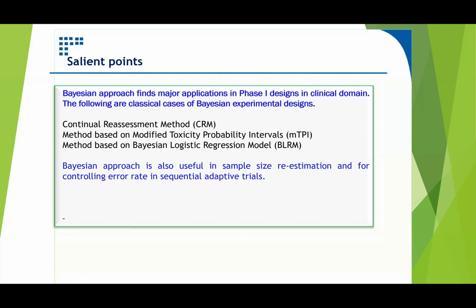Quite often we may feel the need to re-estimate the sample size during the course of an experiment, based on past observations already collected. Similarly, we may want to stop the trial or certain treatments of the entire set of treatments in the trial. We may stop for efficacy or futility. So such adaptations are possible and are admitted in clinical trials. And we also have the problem of controlling the overall error rate. And in such cases, the Bayesian approach has been found very useful.